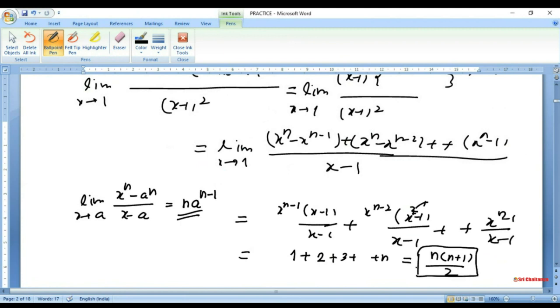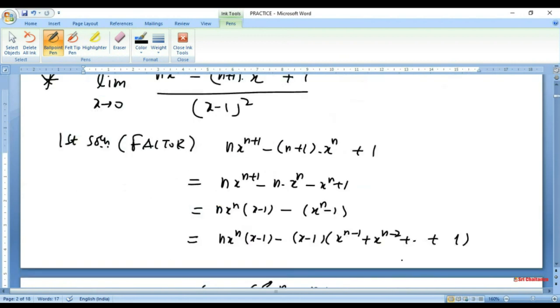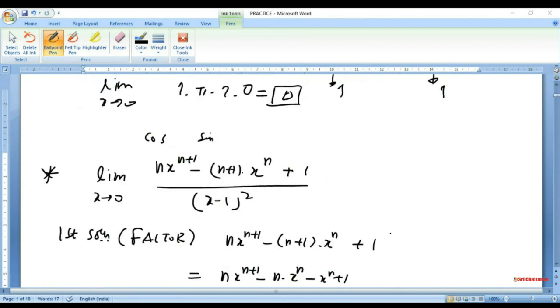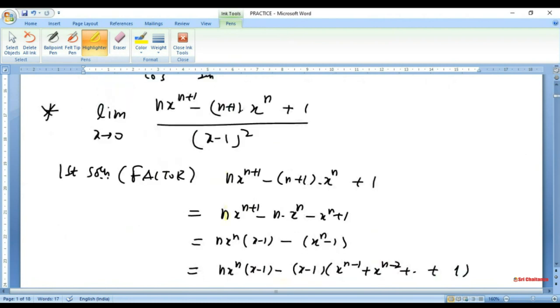So we have found the limit of, let me go back and show you because there was some problem initially. The limit of n times x to the power n plus 1 minus n plus 1 times x to the power n plus 1 upon x minus 1 whole square. So my first solution is based on the factorization. Because x minus 1 squared appears in the denominator, we expect that it must appear at least as much in the numerator. But then when we factorize, we found that this contains exactly x minus 1 whole squared.